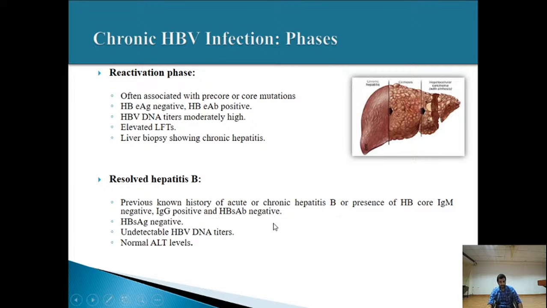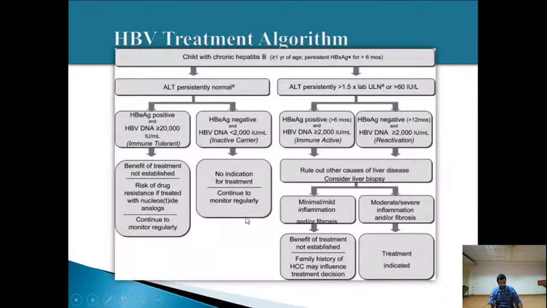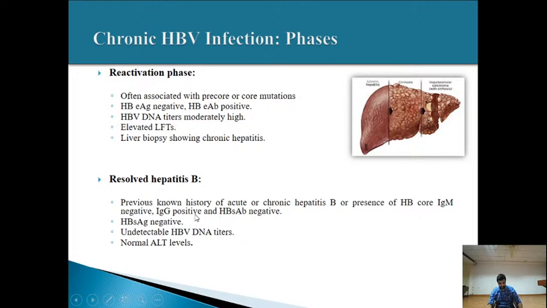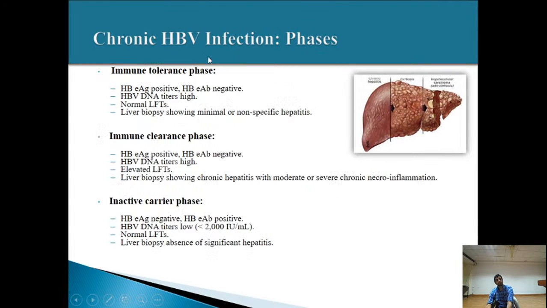So HBs antigen becomes negative, HBs antibody is positive. So this is wrong. This is HBs antibody is positive and HBsAg is negative. There will be undetectable HBV DNA titers and normal ALT levels. This is resolved hepatitis.